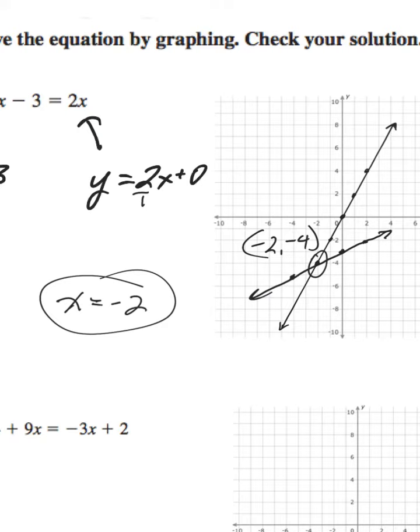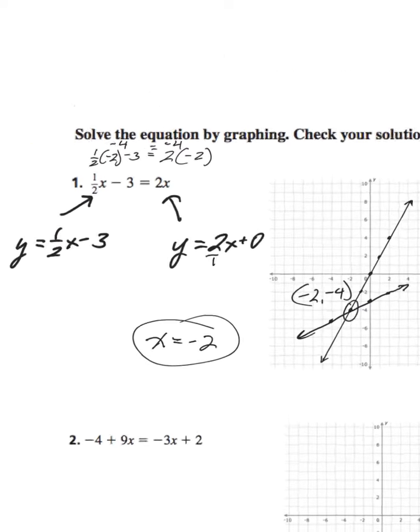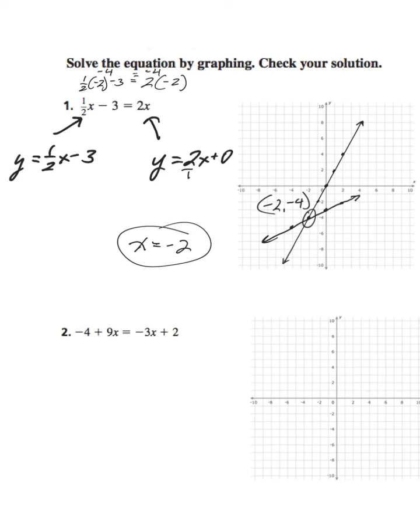If you don't believe me, go ahead and put -2 in there. Let's put -2 into the top equation. I'm going to write 1/2 times -2 minus 3 equals 2 times -2. Well, what is 1/2 of -2? -1, right? And then -1 minus 3 is -4. And over on the left side you got -4, 2 times -2, right? So it works. Has anyone ever solved an equation this way?